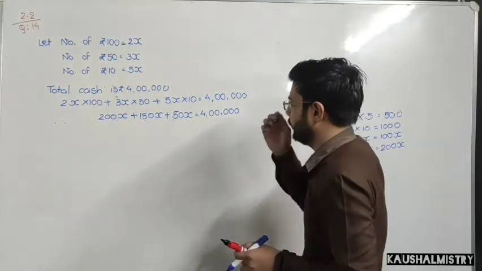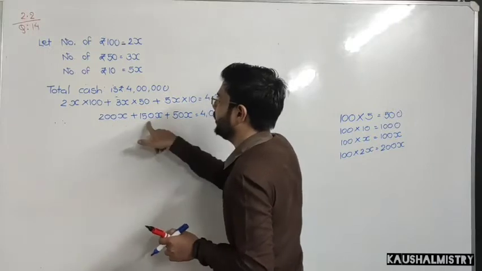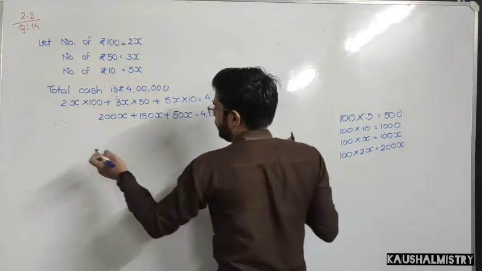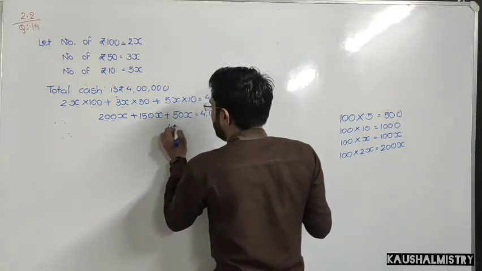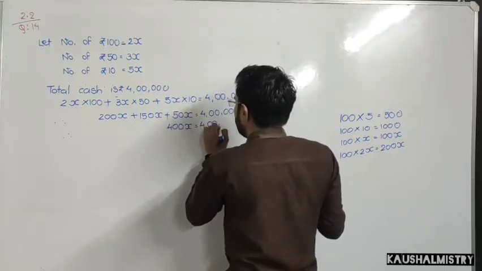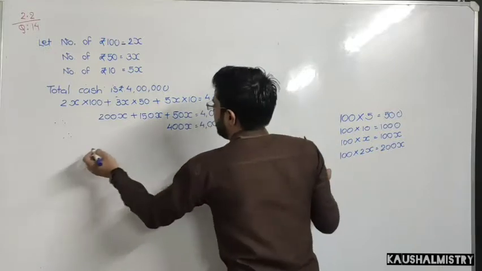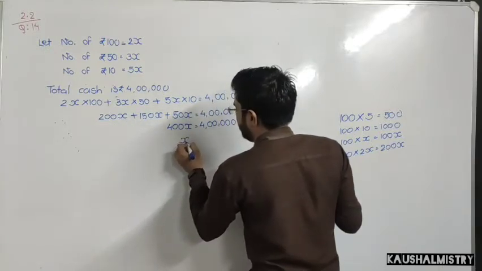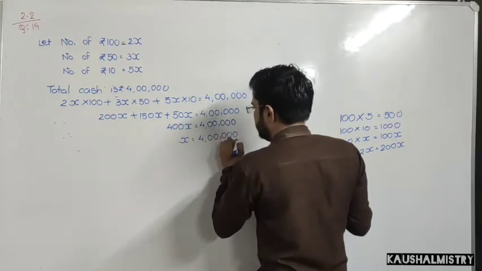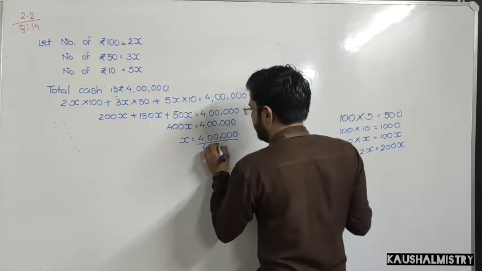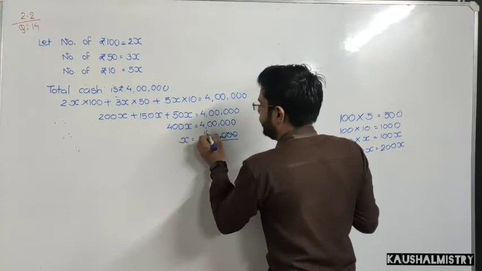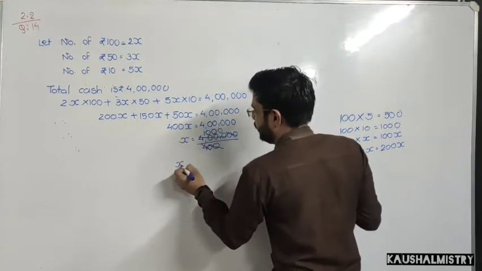So this will be 200 plus 150 is equal to 350. 350 plus 50, that is equal to 400x. So total will be equal to 400x, that is equal to 4 lakh. Right? Therefore, x is equal to 4 lakh upon 400. So the zeros will get cancelled. 4 lakh upon 400, so x is equal to 1000.